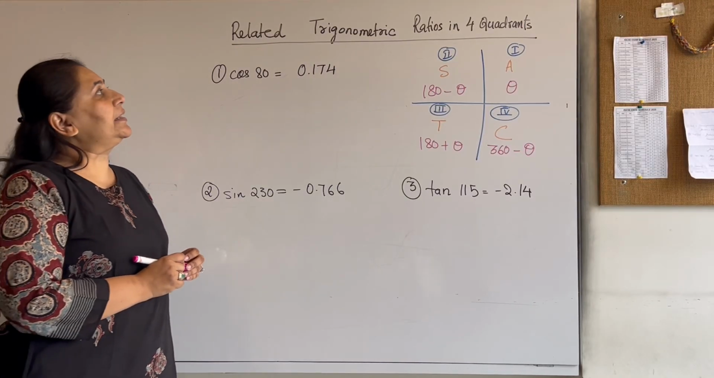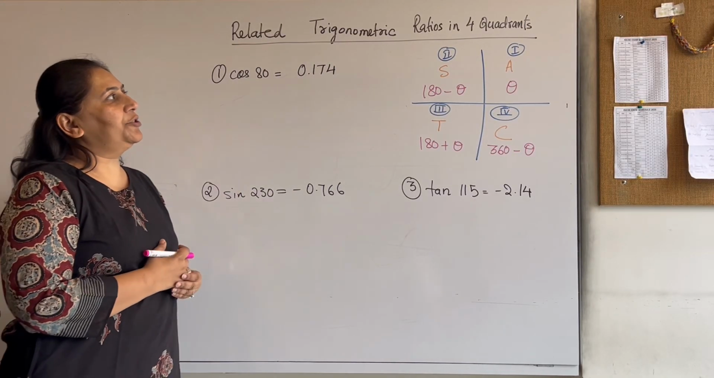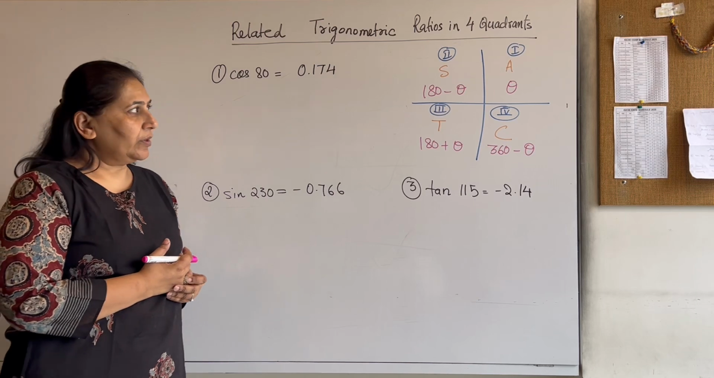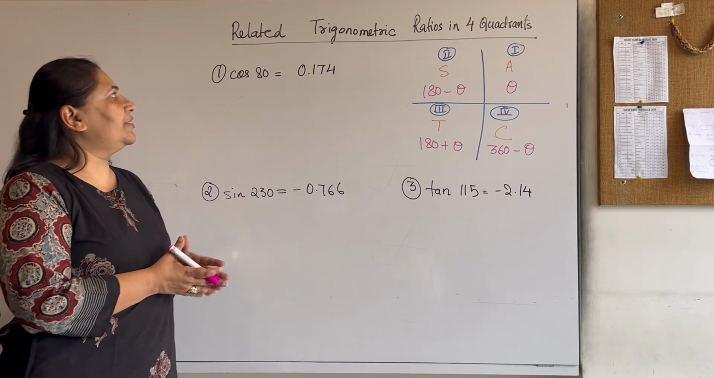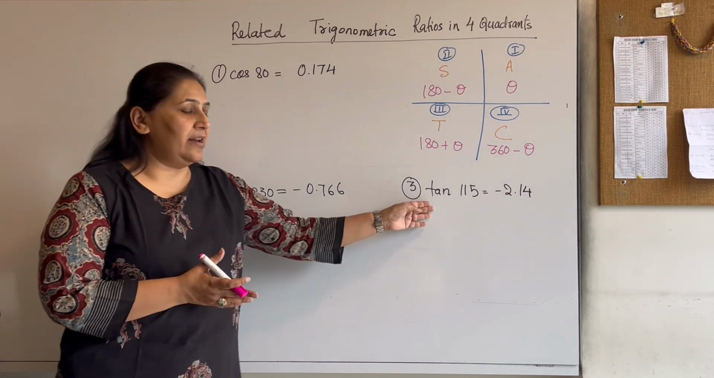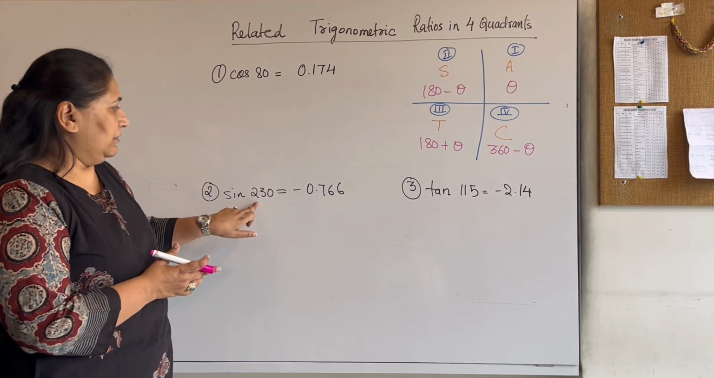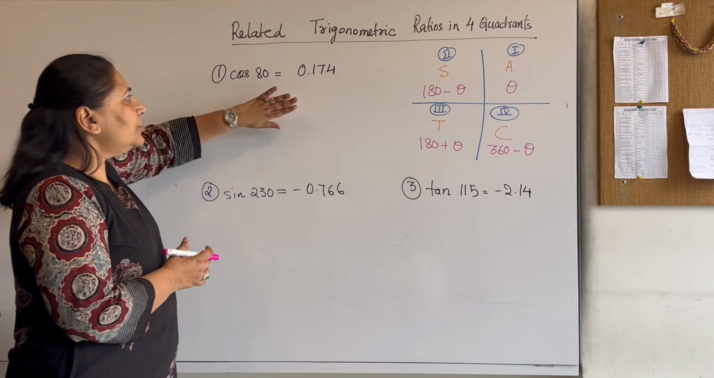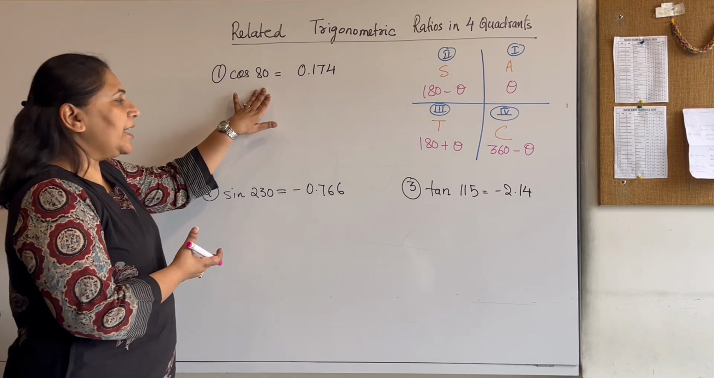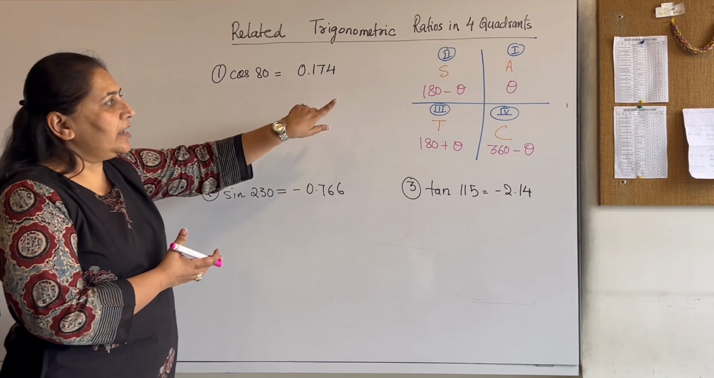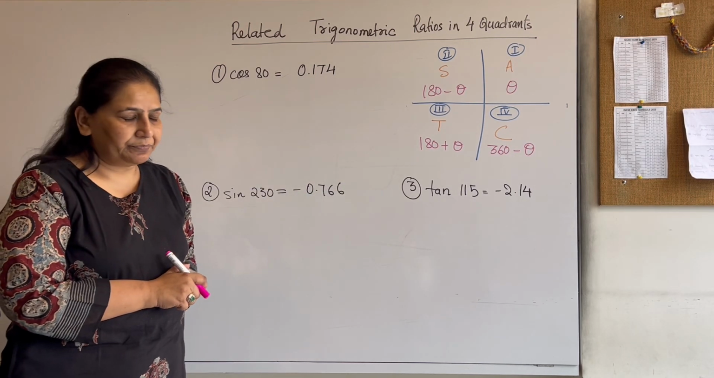We are going to look at related trigonometric ratios in the four quadrants. What that means is, if we are given any trigonometric ratio, cos, sine or tan, for any one angle, we can use that to find the values of the same trigonometric ratio in the remaining three quadrants.